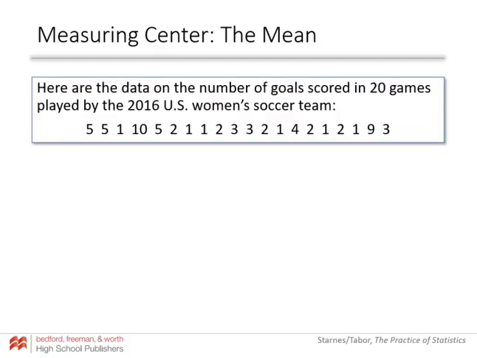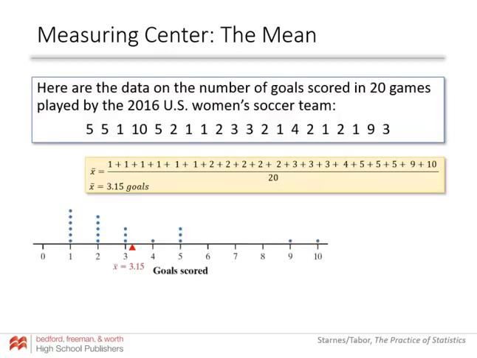All right, so we have an example here. We have the number of goals scored in 20 games by the U.S. women's soccer team. Okay, and we see this dot plot. The average is 3.15 goals. But if we look at this dot plot, we can see that out here, in one game they scored 9 and in one game they scored 10. Those appear to be outliers.